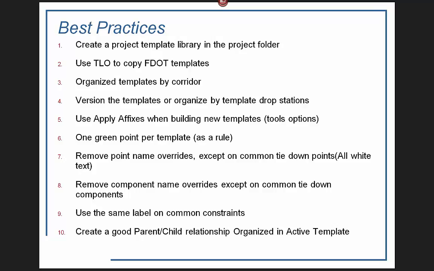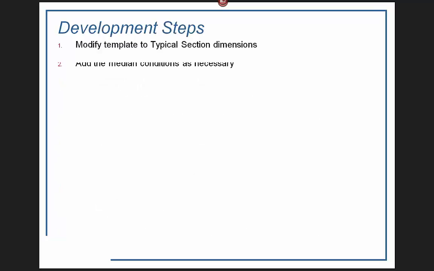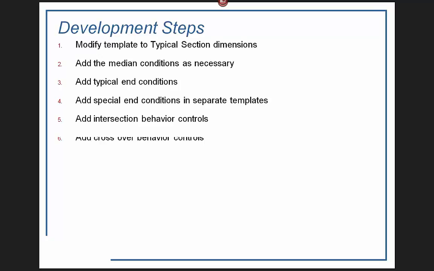And then we can talk about creating a good parent-child relationship, organizing in your active template. That just makes it easier for someone to read, and also easier to turn on and off different things when you start adding intelligence to your template. Today I want to talk about the development steps, and I'll kind of go through these.